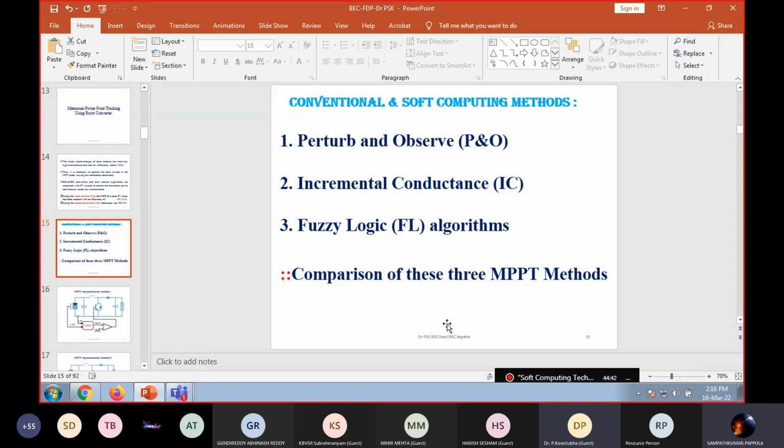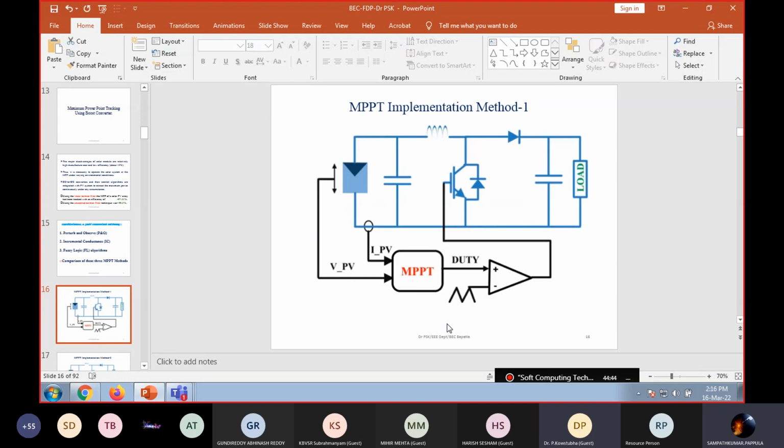I would like to show you the circuit here. Let us see. This is the MPPT implementation of method 1. In this particular method, I am not using any controller after MPPT. It is directly given to our switch here. What we are using here are IGBTs or MOSFETs, whatever you are using.